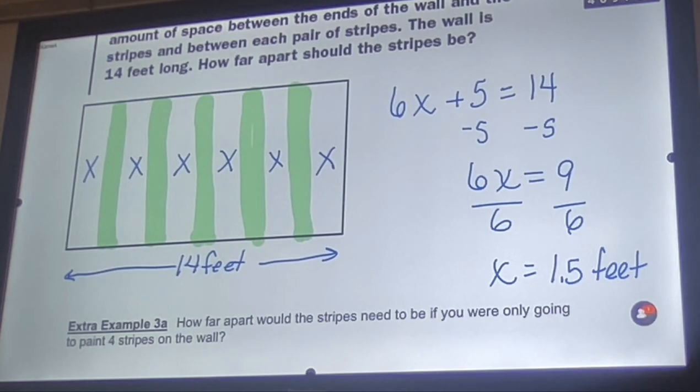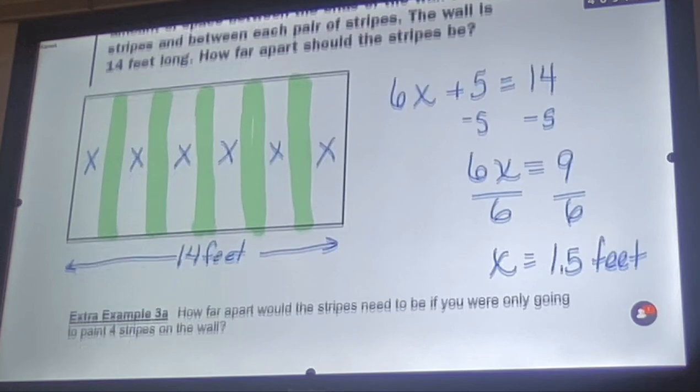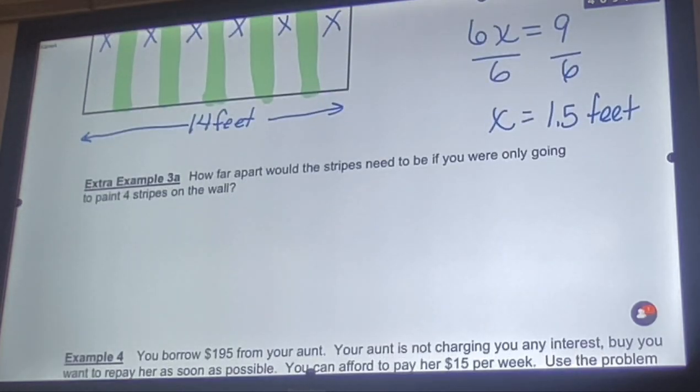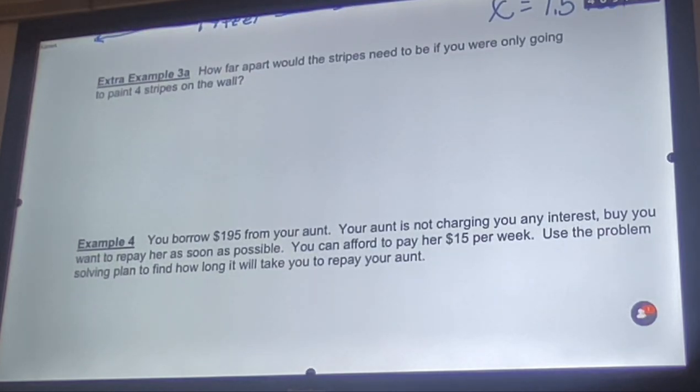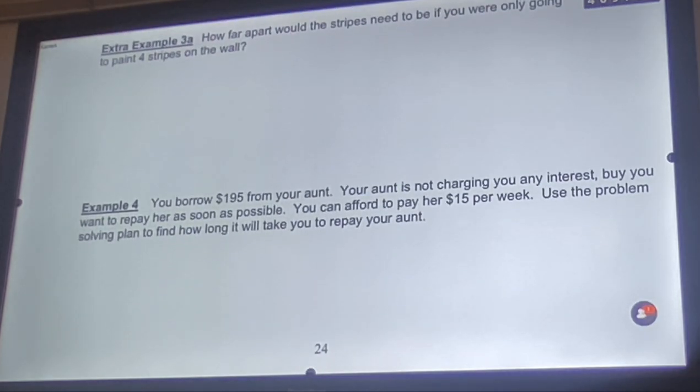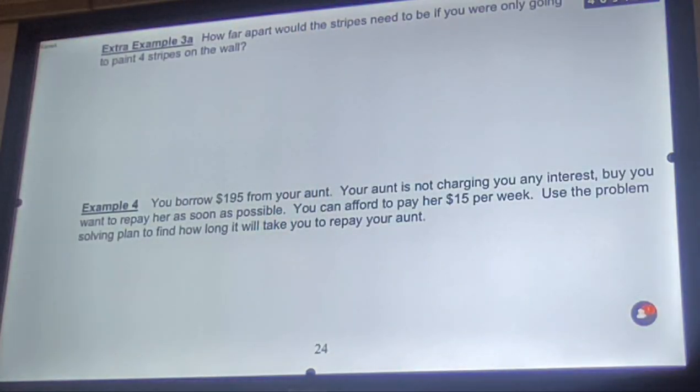Questions? So we are going to skip extra example 3 and we're going to do one final example, which is at the bottom of the page. See if you can read through and try and set this example up. Your aunt is giving you $195. She's not charging you interest. Remember, we talked about interest being extra money that you have to pay.